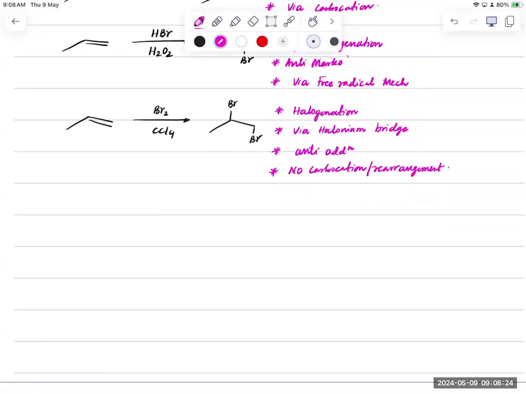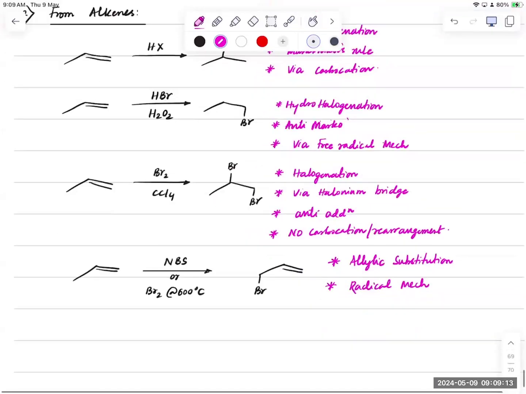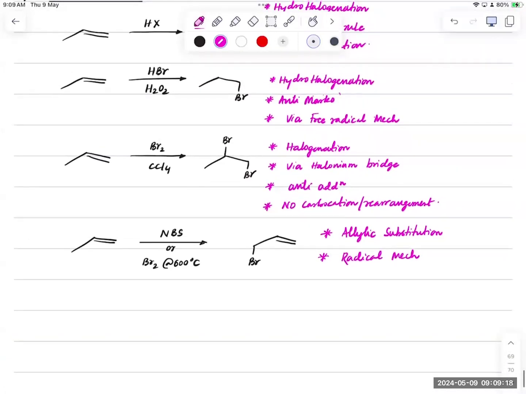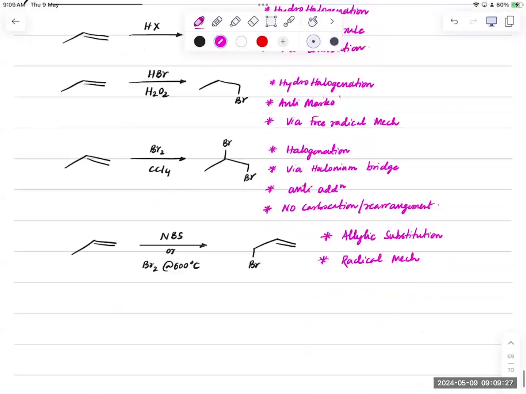Okay. Next, if you have this reactant treated with NBS, N-bromosuccinimide, or you can write it as Br2 at 600 degrees centigrade, high temperature. Either NBS or Br2 at 600 degrees centigrade will always give you a radical mechanism, which will be allylic substitution. So Br will be substituted here. Clear. I hope all of you are able to recall this. This is what we have done earlier. Correct. Allylic substitution, and this is the product you will get. This is all we have learned in alkenes. These are all a part of alkene reactions.